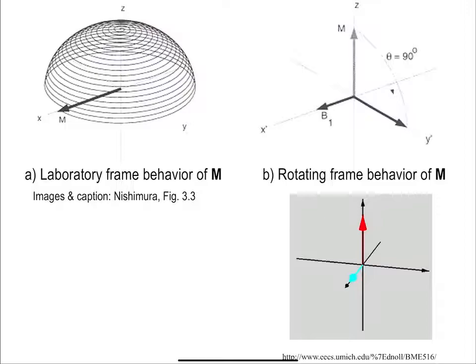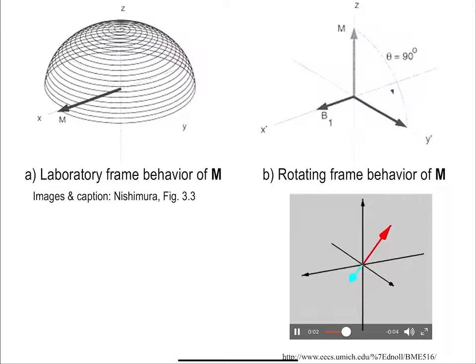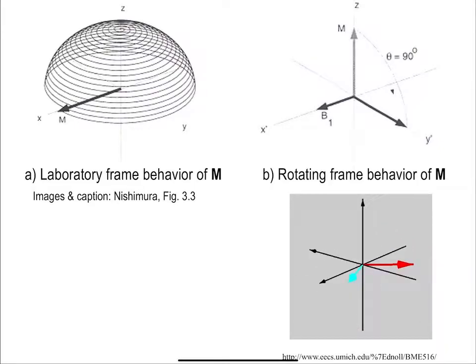So that's what's shown in this picture here on the upper left, and if we play this movie, we're seeing that as well. You can see the B1 field in cyan is staying constant, and the red magnetization is tipping down. So that's in the rotating frame of reference, which we'll also revisit again when we talk about encoding.